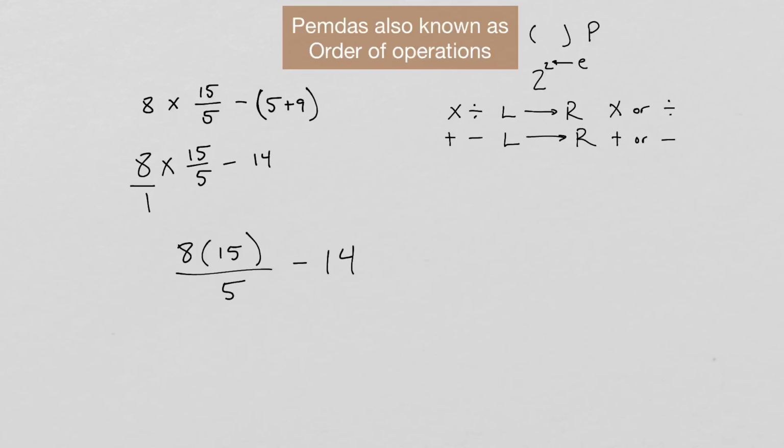Okay. And at this point, we could reduce. So 15 and 5 cancel out. We get a 3. So we have 8 times 3 minus 14. 8 times 3, that gives us 24 minus 14. 24 minus 14 gives us 10.